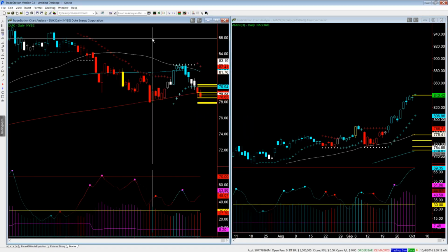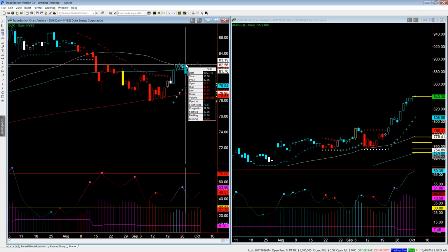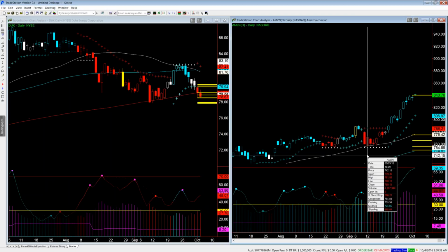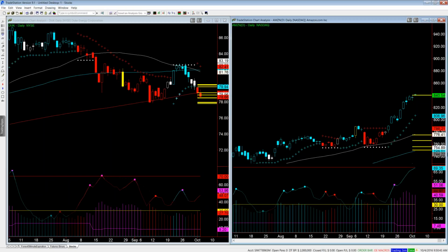Okay, do you see Duke Energy, how it came back to these congestion dots? Okay. Great place to be going short. I'm waiting for a retracement because I want to go long on it. You also see Amazon, another one I like to trade. You can see it came back to these congestion dots, which provided great support for price to go up. Now I think we're due for a pullback on Amazon.